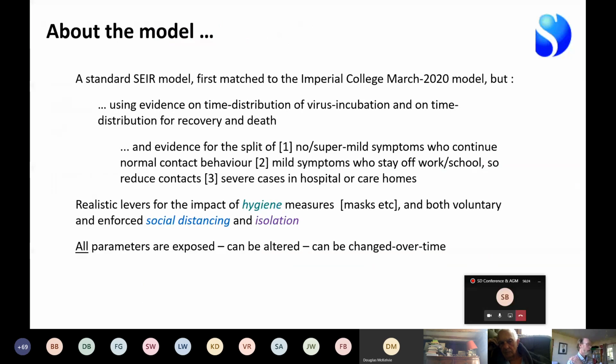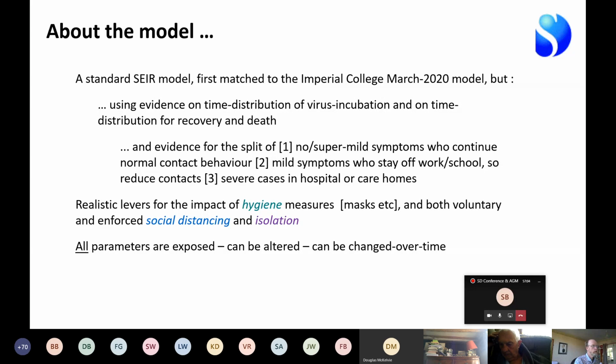So the model, as I say, is a standard SCIR model. The first thing we did was match it to the Imperial College March model, but we added to that evidence for the time distribution of virus incubation and the time distribution for recovery and death, both of which are quite important numbers. Importantly, we split out the behaviour between people who get very mild or no symptoms at all. They essentially carry on with their normal contact behaviour, unless told they can't. People with mild symptoms who basically stay off work or school, and severe cases.